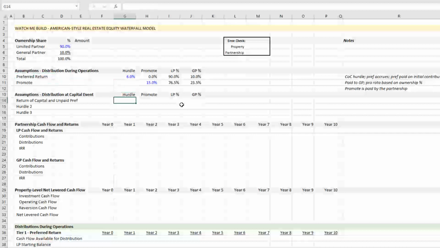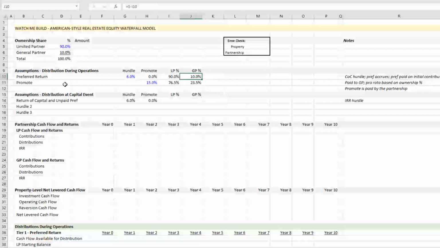Now at the capital event, we have a hurdle, return of capital and unpaid pref. The idea here is that at this hurdle, there's going to be a return of capital, and we need to ensure that any unpaid pref, remember the pref accrues, is paid. And the result of that, because the pref is accruing, is that the LP should hit a 6% IRR hurdle. That's what we'll be solving for, that 6% IRR hurdle. There's no promote, of course, at this stage.